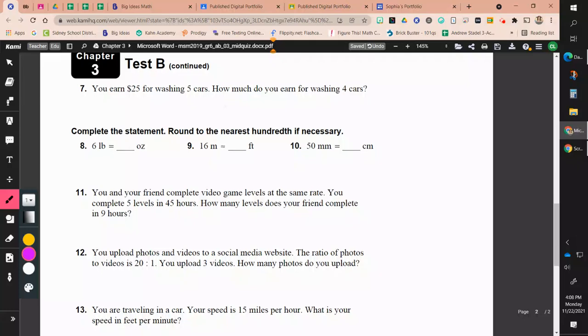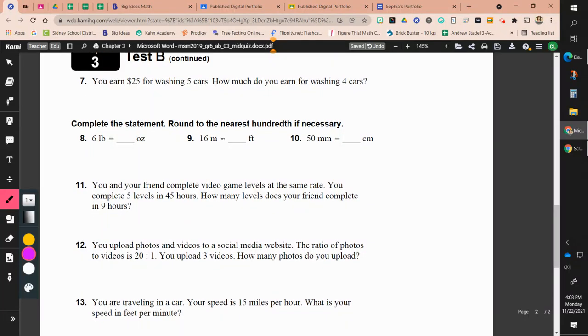Okay, easy peasy. You earn $25 for washing 5 cars. How much do you earn for washing 4 cars? The first thing I see here is I have a rate that I can solve for the unit rate of 25 makes 5. For every 5 cars you make $25. That means it's $5 per 1 car. So since I know I'm making $5 per 1 car, I can take this information and multiply 5 times 4 to find out how much money I'm going to make for 4 cars. That's going to be $20.